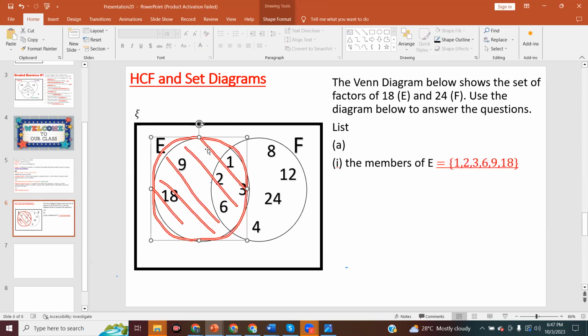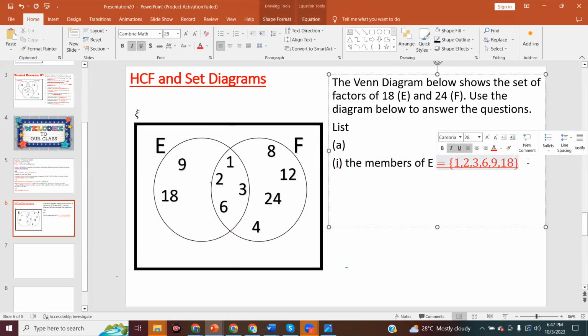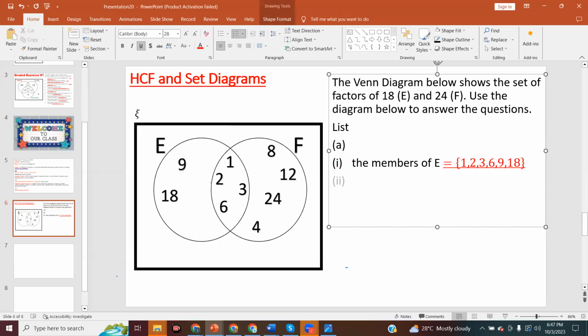It's basically just doing like a text. We have common numbers. So the next question is they want you to list the members. So they want you to list the members.